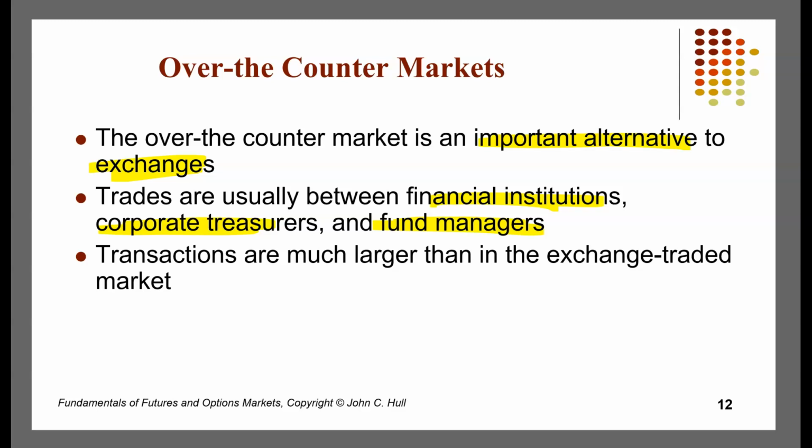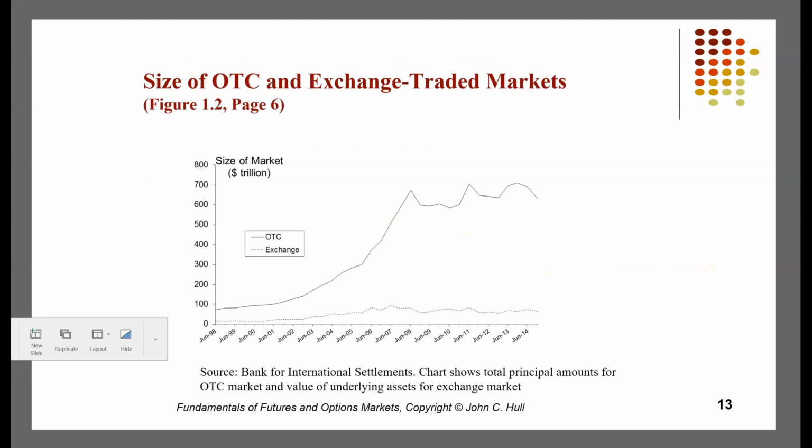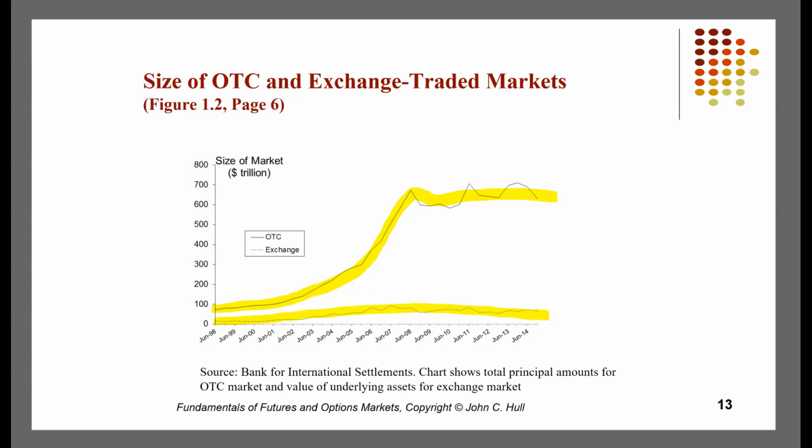Transactions on the over-the-counter market have grown significantly over time, and they are much larger than the transactions that happen on exchanges. That's what this picture here shows us. It shows us that over-the-counter transactions have significantly increased over time, whereas exchange transactions have been fairly constant. Now, there's a little distinction here, in that these over-the-counter transactions are recorded as a principal amount, a notional amount, whereas these transactions are value based, right?